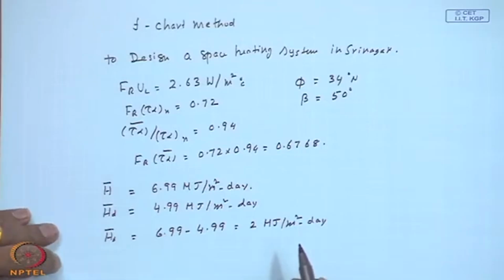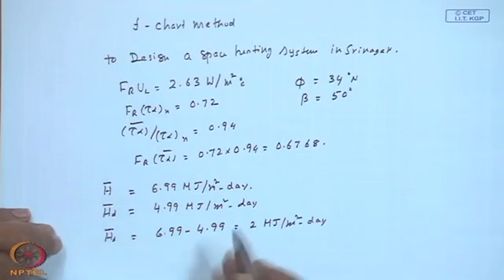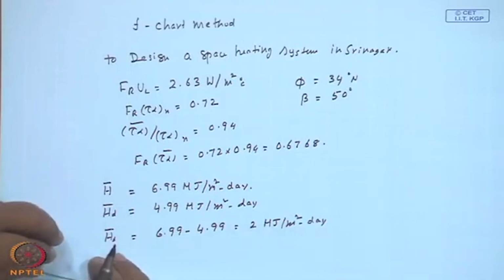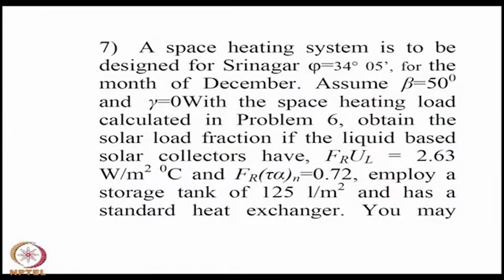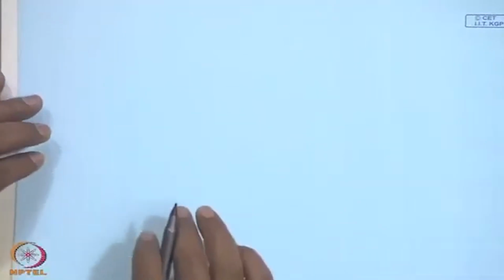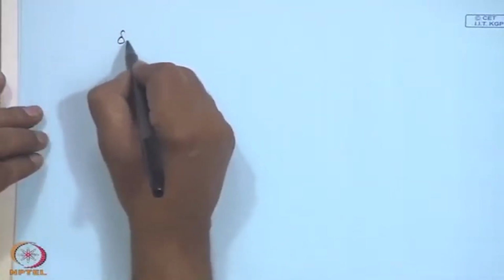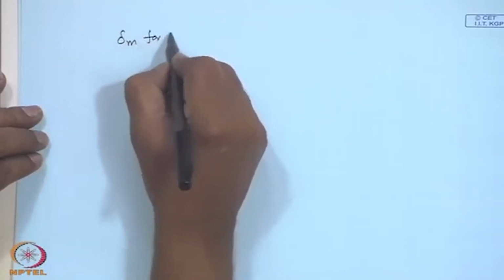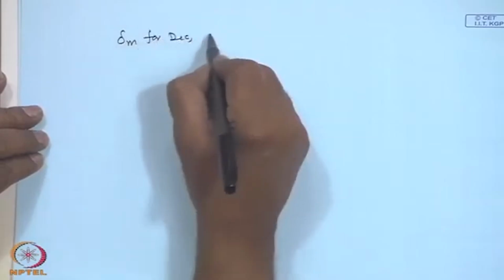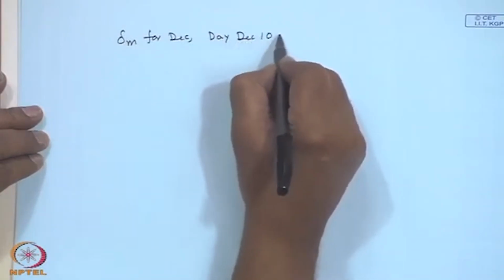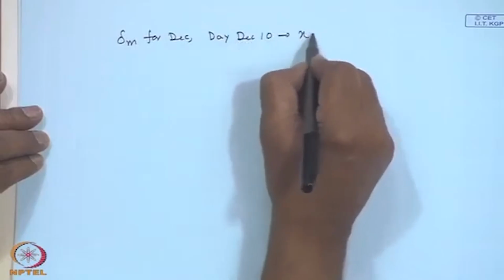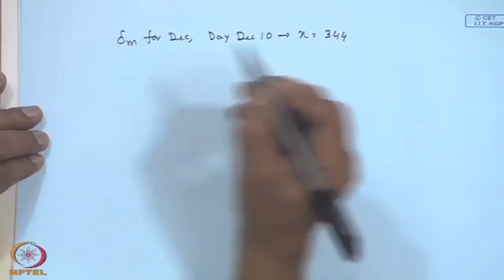So, it is a pretty low clearness index, that is what you have to check. Okay, I think that is the data, that is how it is. And first thing, we shall calculate the delta mean for December. Recommended day is December 10th, which corresponds to n is equal to 344.